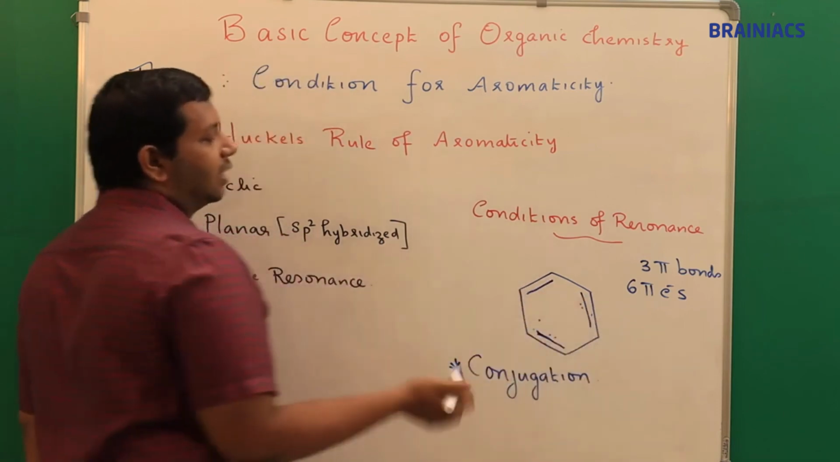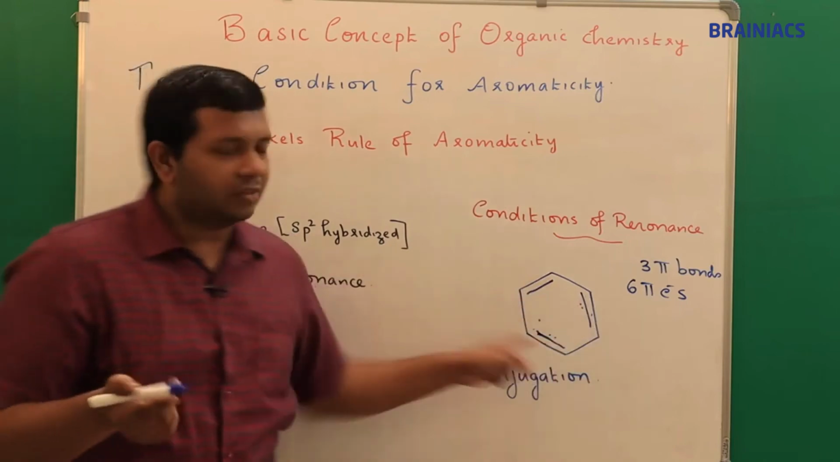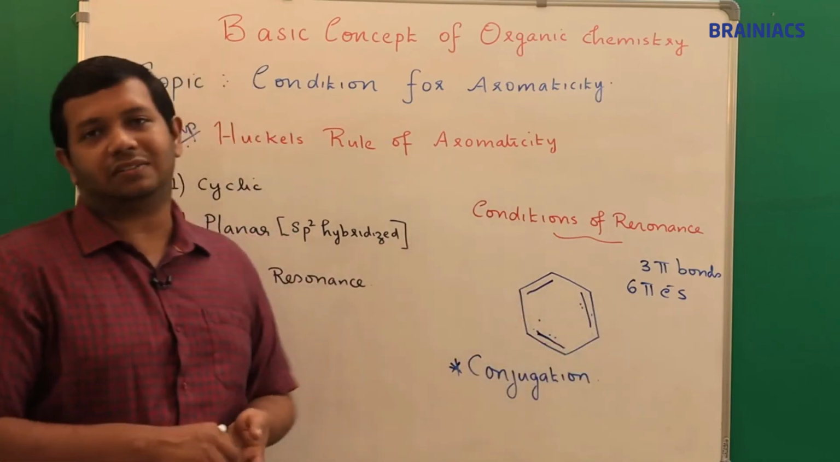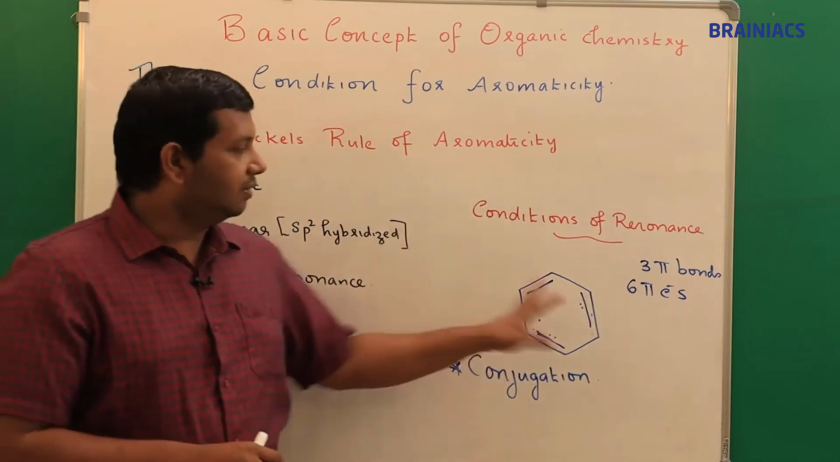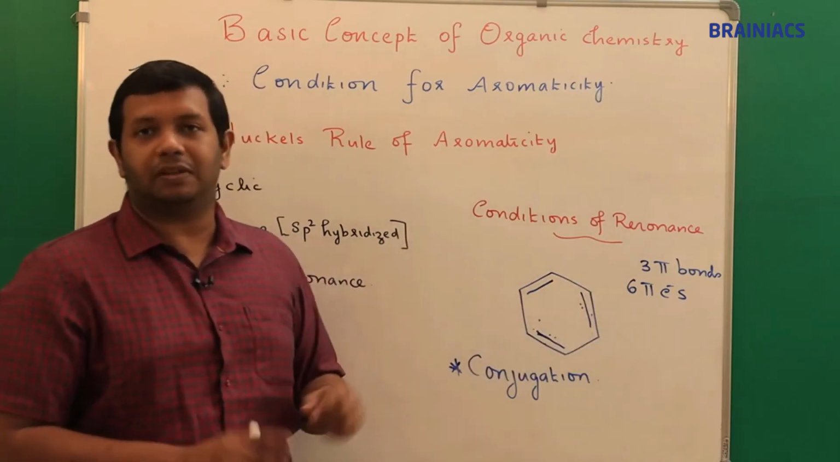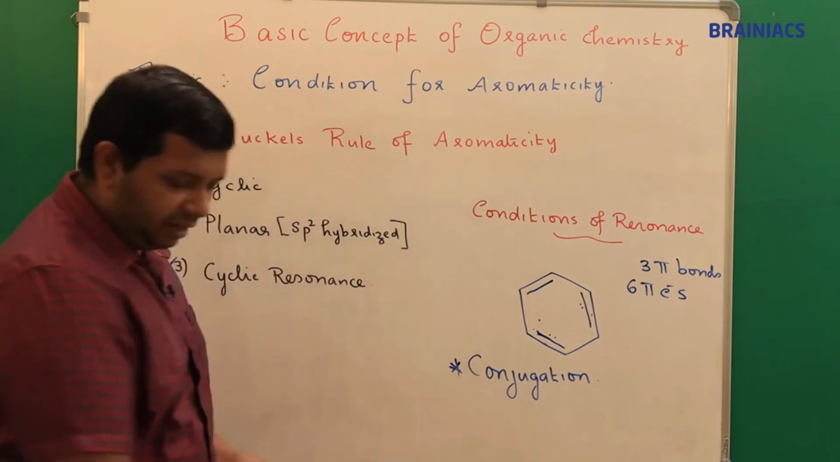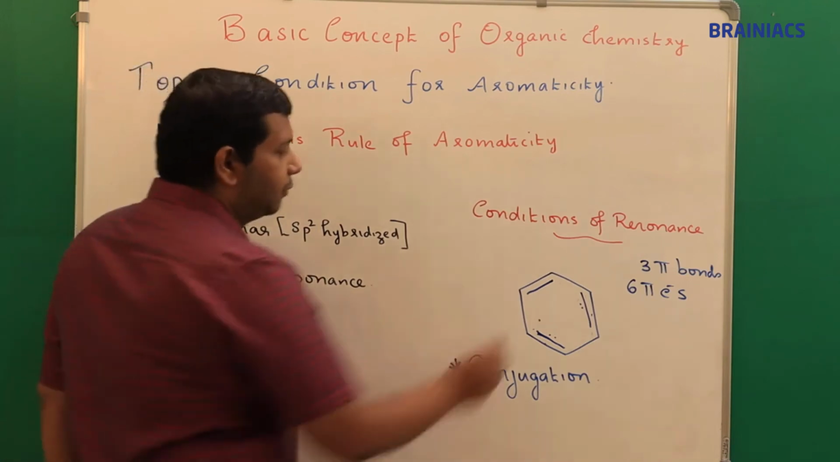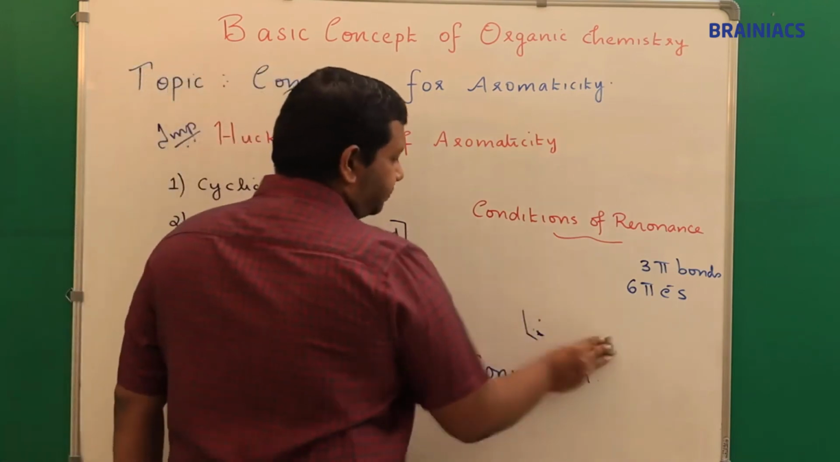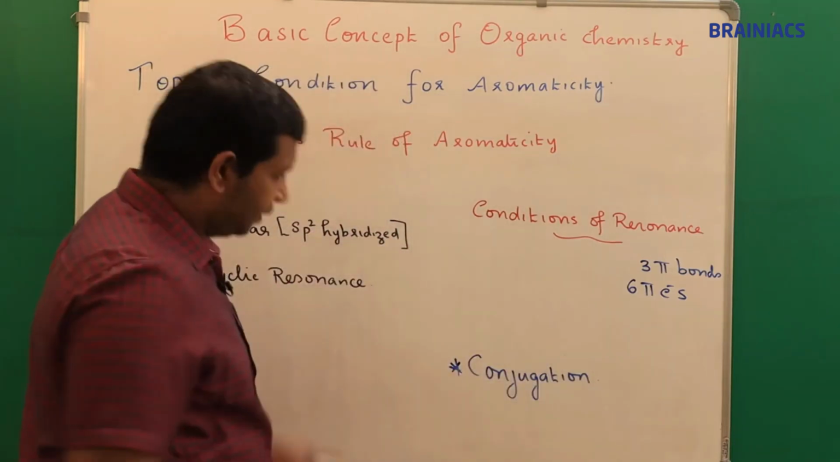Now, look at the structure. Any difference? Only the pi bond has shifted. No positive charge or negative charge has come. So that is the reason why we say conjugation should be present. Suppose conjugation is not present, what will happen? I can give you an example for that. I will give you another example.